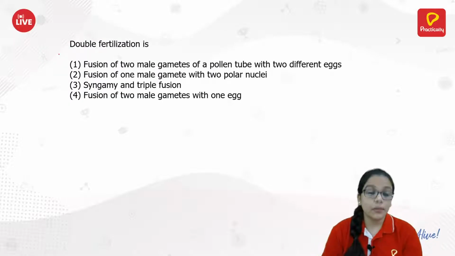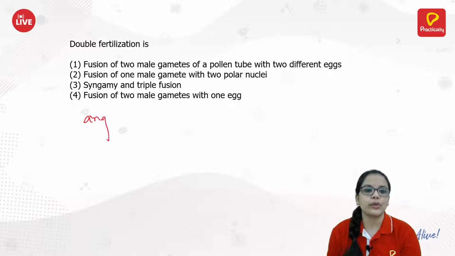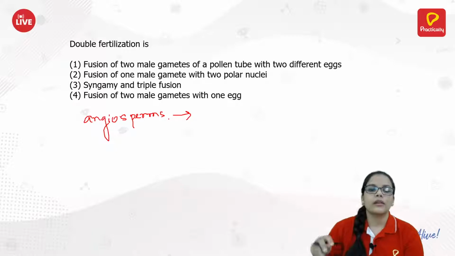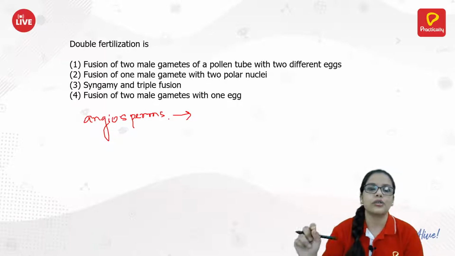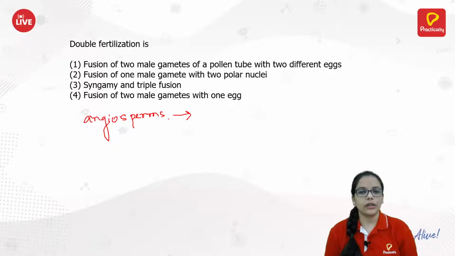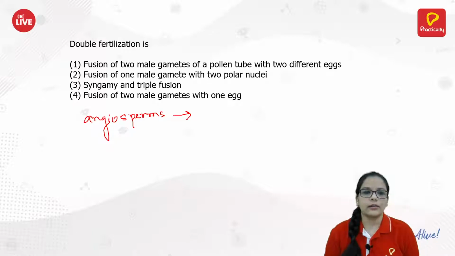Double fertilization happens only in angiosperms. What happens? The gametes come, one of them attaches to the egg and the other attaches to the polar nuclei, forming a triploid 3N structure. And that is happening in syngamy and triple fusion.